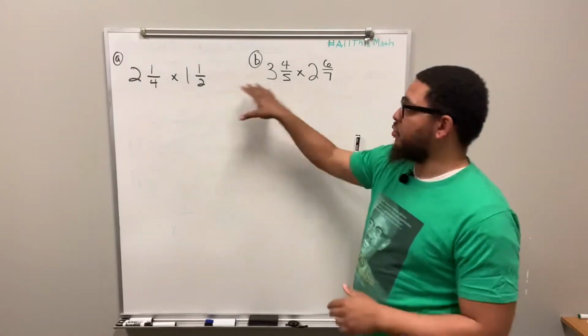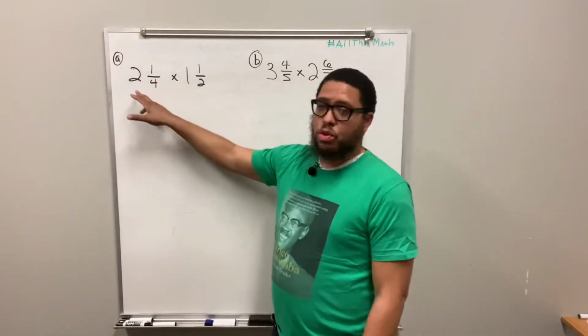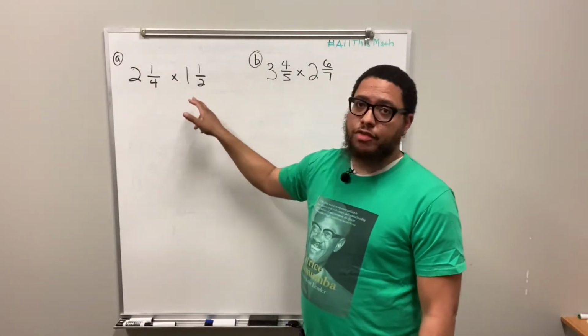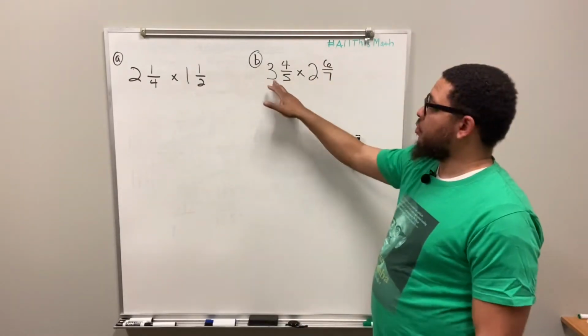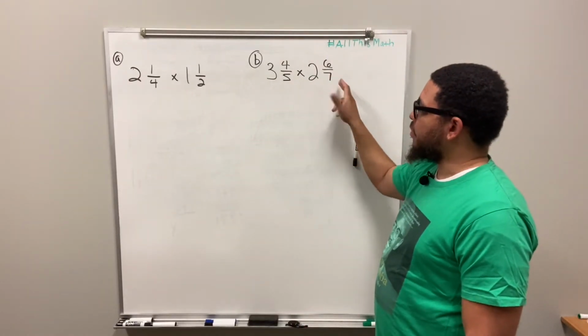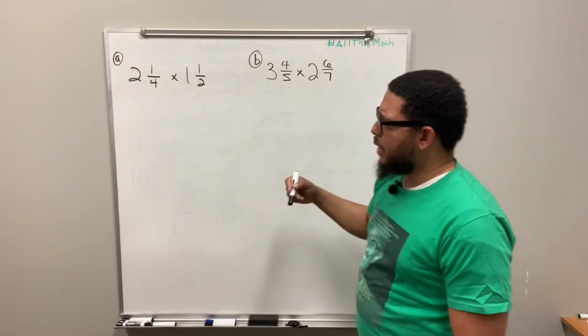So I got two examples up here. One is 2 1/4 times 1 1/2. My second example is 3 4/5 times 2 6/7. So what does this really mean?